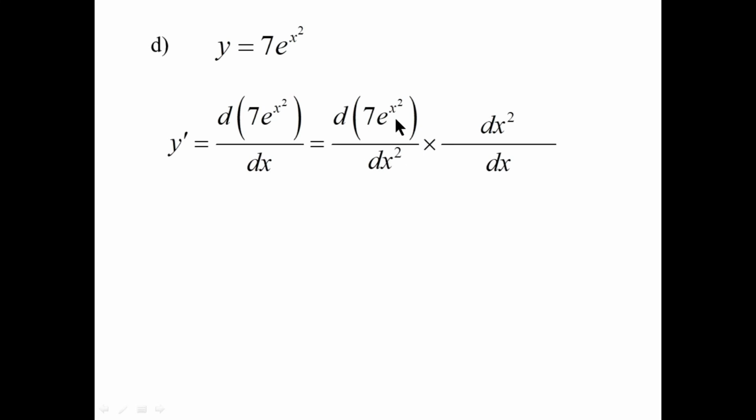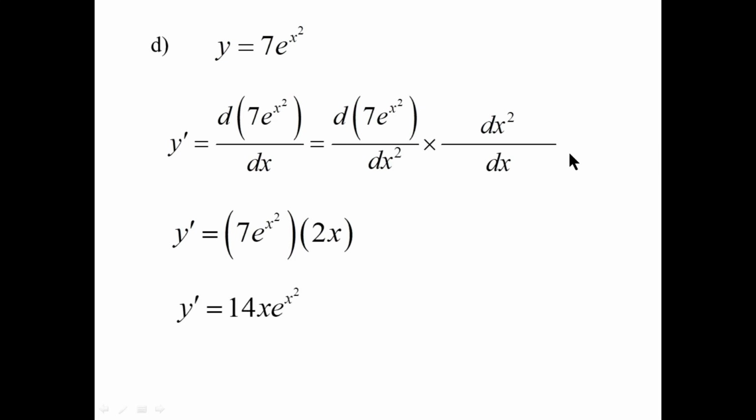And so we'll differentiate this with respect to x squared, which means simply copy it times the derivative of x squared with respect to x. Which is no surprise to us. We knew this already.